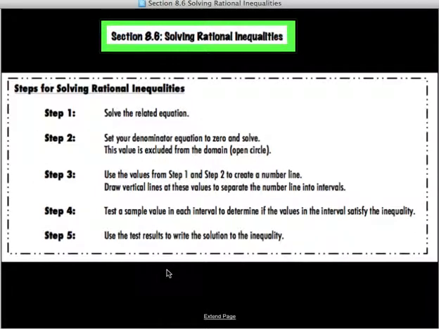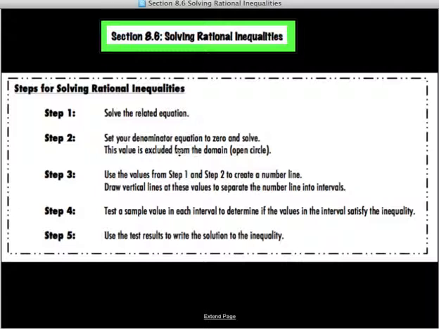So here are our steps laid out for how we're going to solve rational inequalities. Step one is solve the related equation. That means we're just going to solve the equation that we're given, just like you were solving equations the past 2 days. Step two will be to set your denominator equal to 0 and solve. This value will be excluded from the domain, because you cannot have 0 in your denominator. It's undefined and it will give you an error.